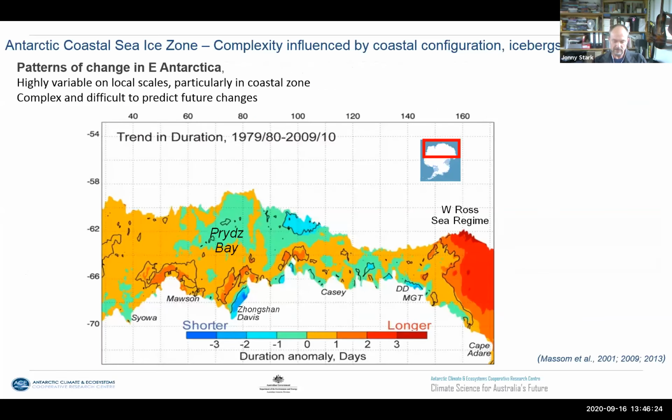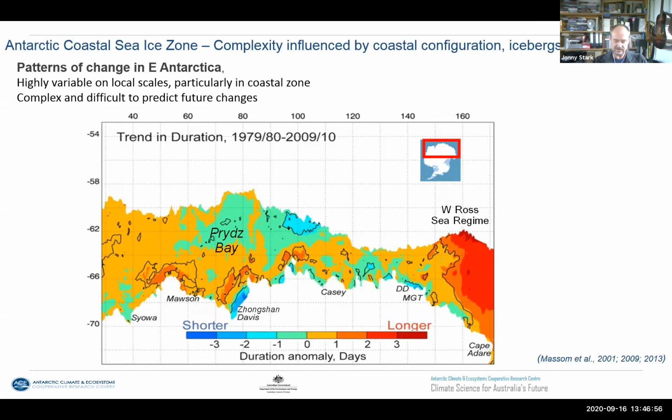An example of these local scale patterns of ice duration come from East Antarctica. And this is trends in sea ice duration, changes in sea ice duration between 1980 and 2010. And you can see it's highly variable on local scales. For example, around Davis, we see a decrease in sea ice duration, and just over the road at Mawson, an increase. So this makes it very complex and difficult to predict future changes.